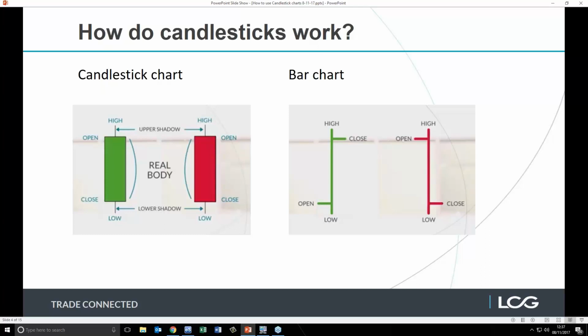So how do they work? What is it we're looking at when we're looking at a candle? Now you'll notice that basically the information displayed on a candle chart and a bar chart is basically the same.